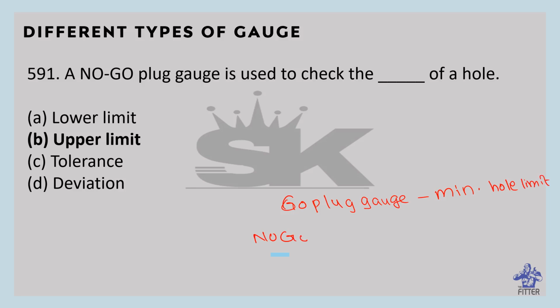No go plug gauge is for the maximum hole limit. Go is the minimum hole limit or a lower limit. No go is the maximum hole limit or a maximum upper limit.